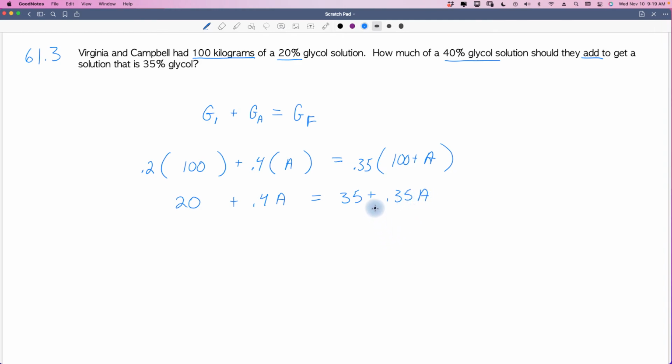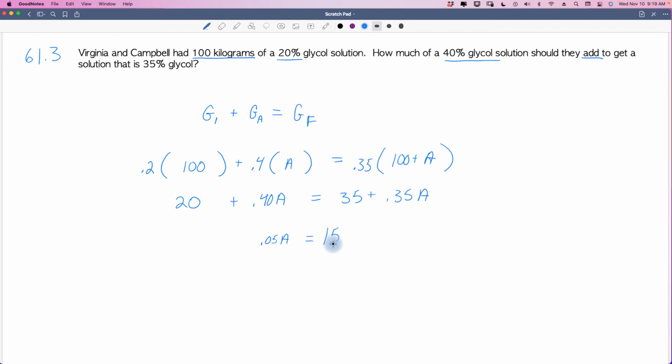Okay, now we just swim our little fish. So when we swim, this is a bigger amount because it's actually 0.40. That's bigger than 0.35. So I'm going to subtract 0.35 from both sides and leave 0.05A on this side, so I don't have to deal with a negative. And I'm going to subtract 20 from this side and 20 from this side, and that works too because this is a bigger number. So that leaves me 15 over here.